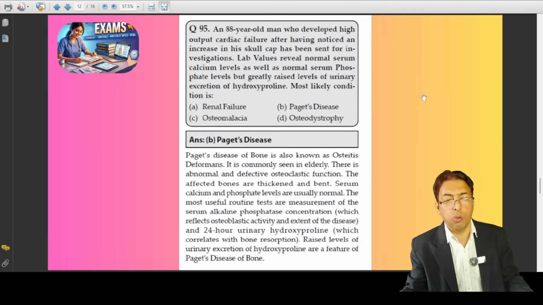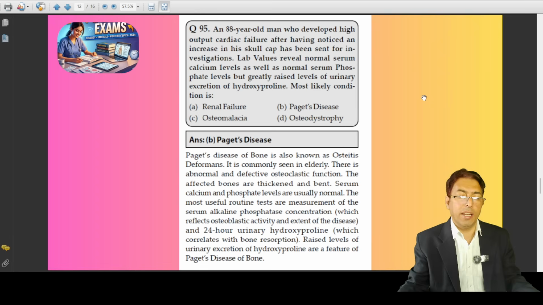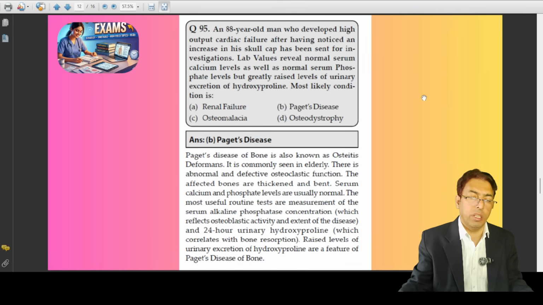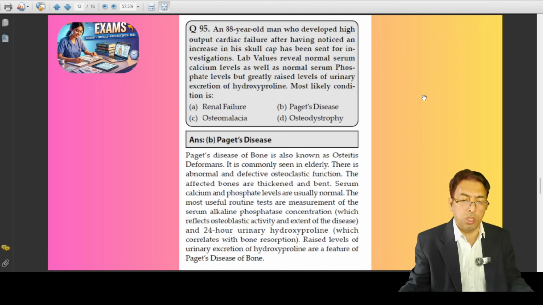Now, an 88-year-old male with high cardiac output having increased skull size, and investigations reveal normal calcium, normal phosphate levels, and urinary levels of hydroxyproline are elevated. What is the likely condition? Renal failure, Paget's disease, osteomalacia, osteodystrophy.